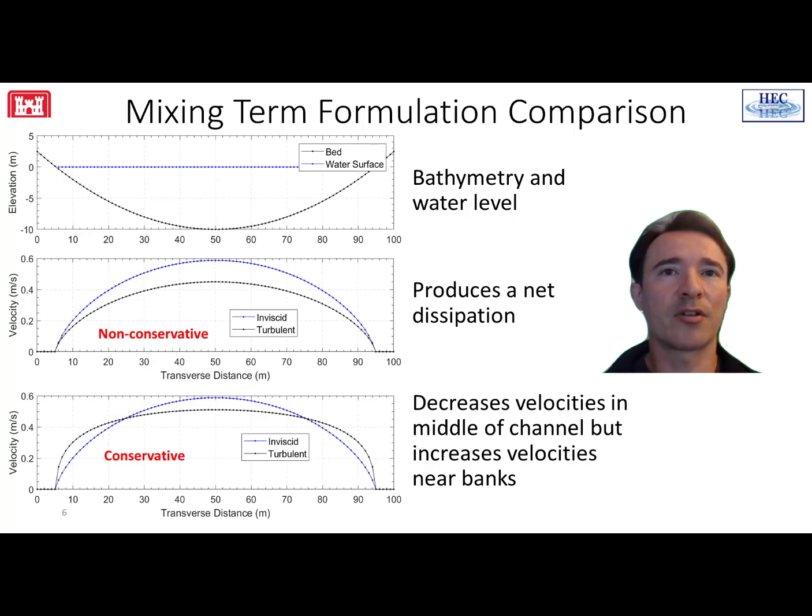The bottom plot shows the velocity profile with the conservative formulation also in black, and the blue line also representing the velocity without mixing for comparison. There, the velocities are decreased along the center of the channel and increased along the sides, which is much more realistic. This simple example clearly illustrates the problem with the non-conservative formulation.